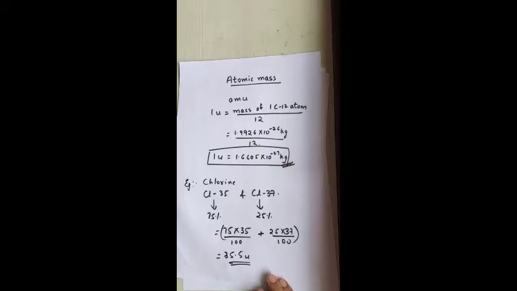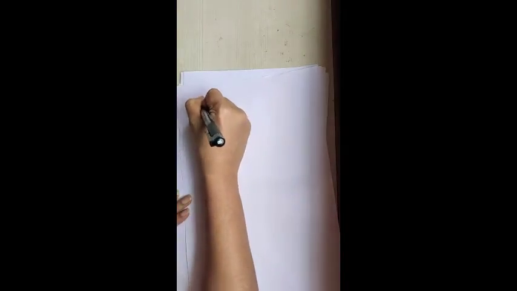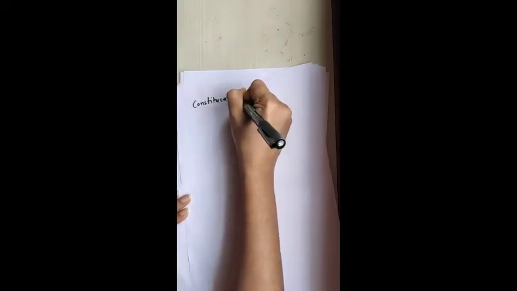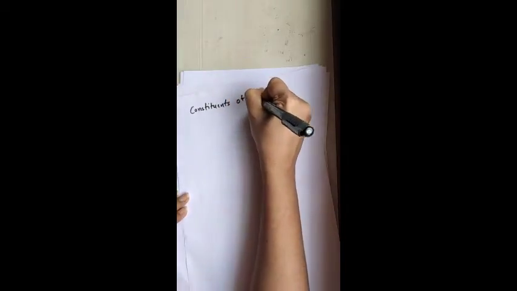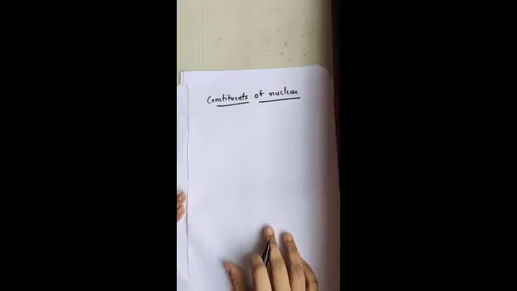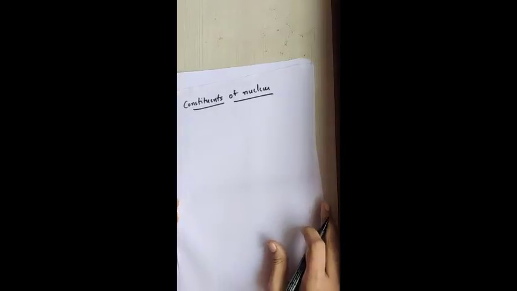Next topic is the constituents of the nucleus. We all know the constituents of the nucleus are the proton and the neutron. Proton and neutron together are called nucleons. They are held together inside the nucleus by the strong nuclear force.